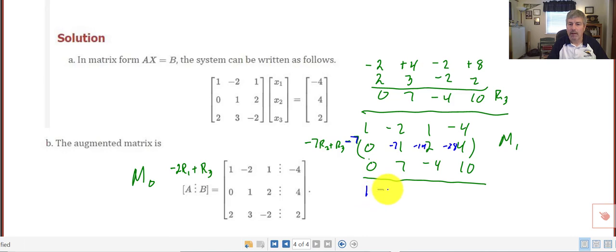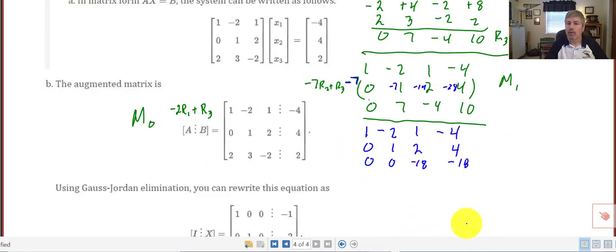I'm going to get a new matrix. I'll go ahead and recopy that down: -2, 1, -4. My first row stays the same. My second row stays the same. And my third row, once I add these together, becomes 0, 0, -18, -18. I will call this M2. That was a result of multiplying row 2 by -7 and adding it to row 3.